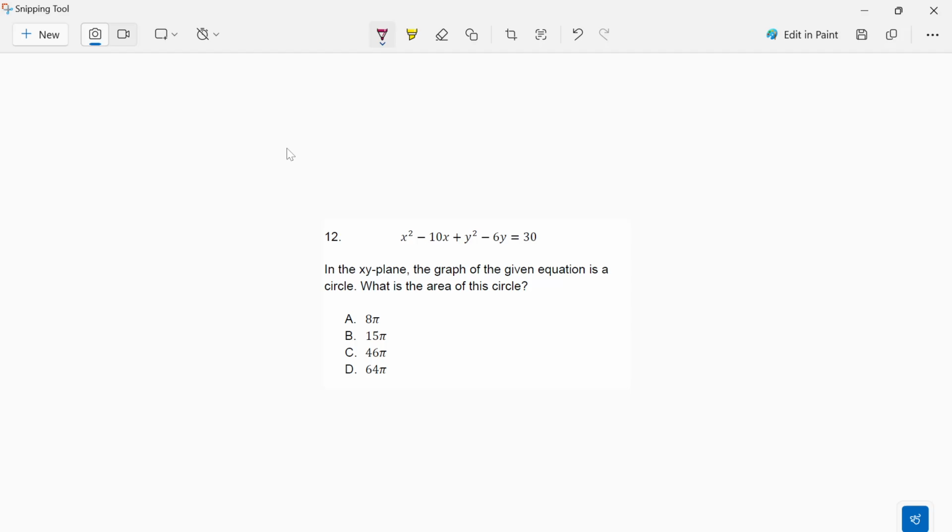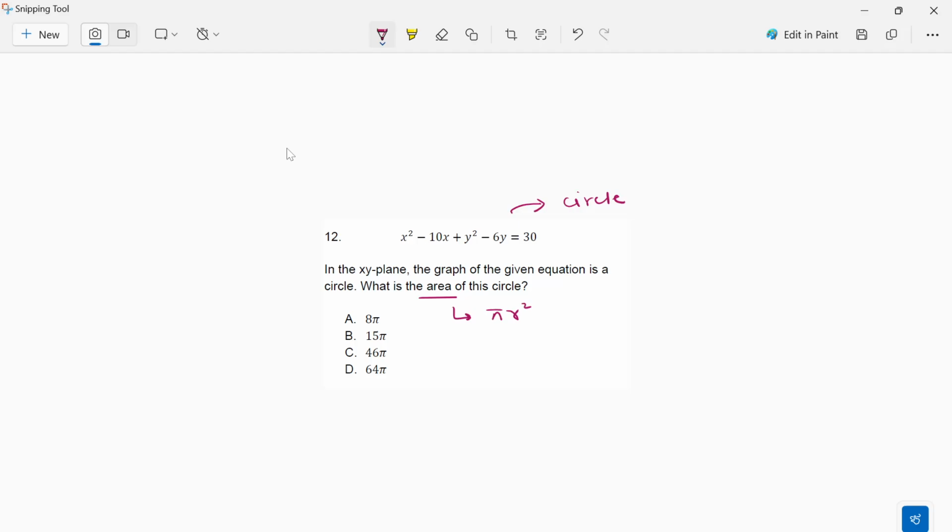So in the xy plane, the graph of the given equation is a circle. Yes, this is the equation of a circle. What is the area of this circle? In order to find out the area, the formula for the area of a circle is pi r square. So that means we need to know the radius of this circle.